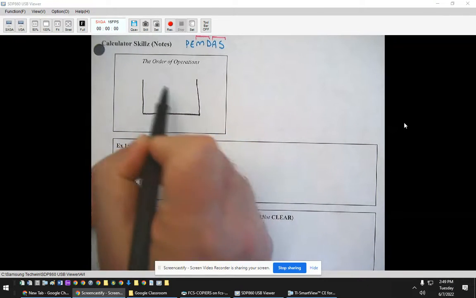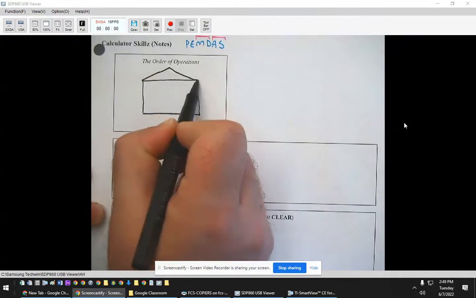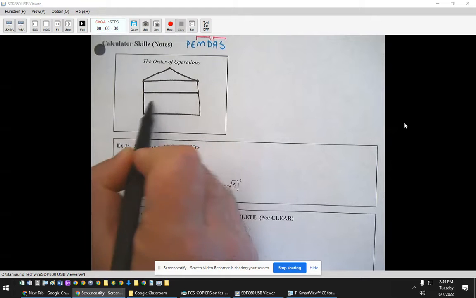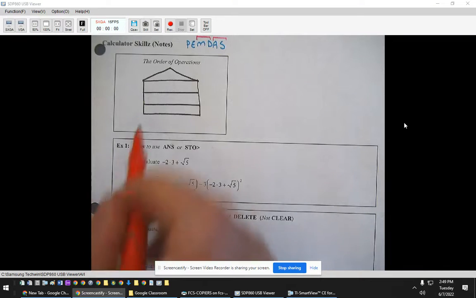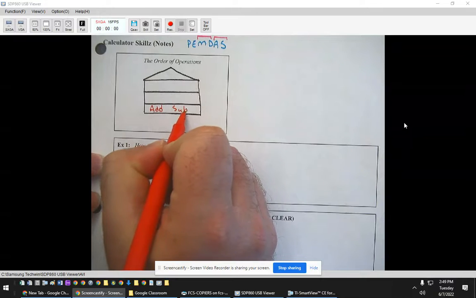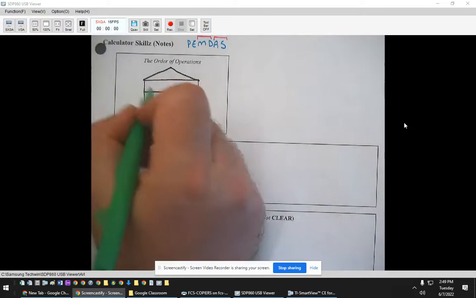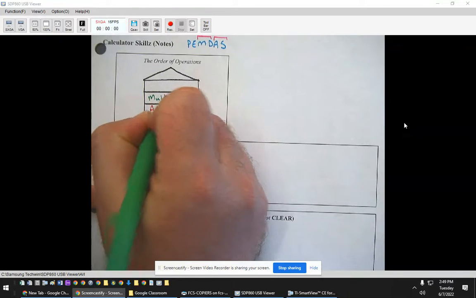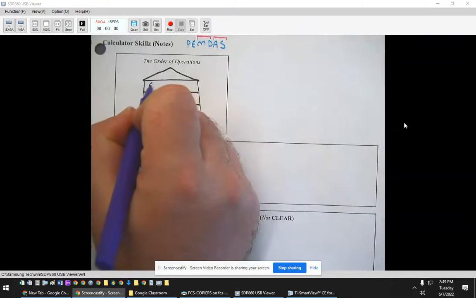This house has 3 floors and then a penthouse or an attic or whatever you want to think of as the top part. And in this house, we have operations. At the bottom floor, we have addition and subtraction. The next floor, we have multiplication and division. And then at the top, we have exponents and roots.